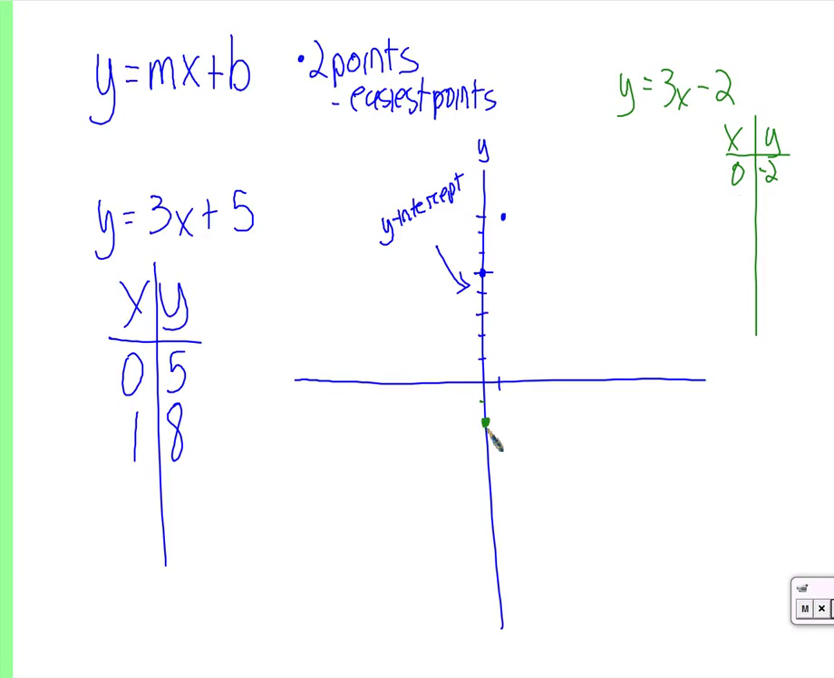Next, I would plug in a 1. If I move the x over 1, right, then how many more will I put on the y? 3. It's like 3 miles per hour, right? 1 hour goes by, 3 more miles. 1 hour goes by, 3 more miles in perpetuity, which means forever and ever.